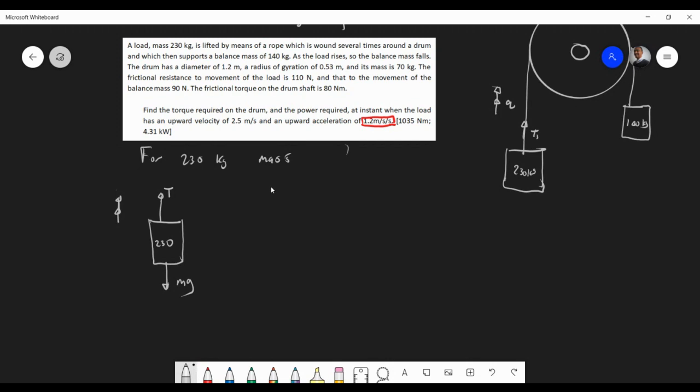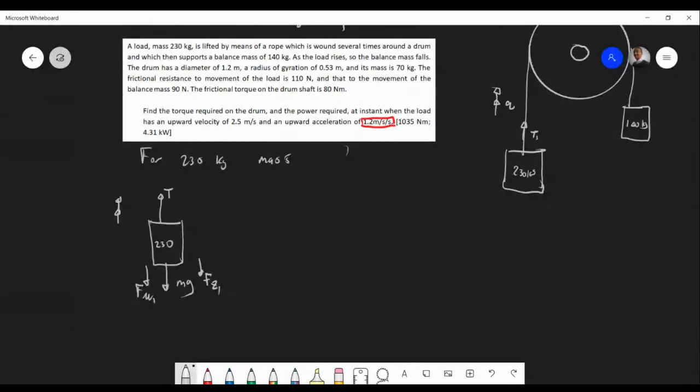Therefore, our frictional force should be, you could call it F mu, or you could call it FF, it doesn't really matter as long as you know what it is. F mu1 here, and we have another one, which is our inertial force, Fi. We call it Fi1, because Fi2 will be on the other side.